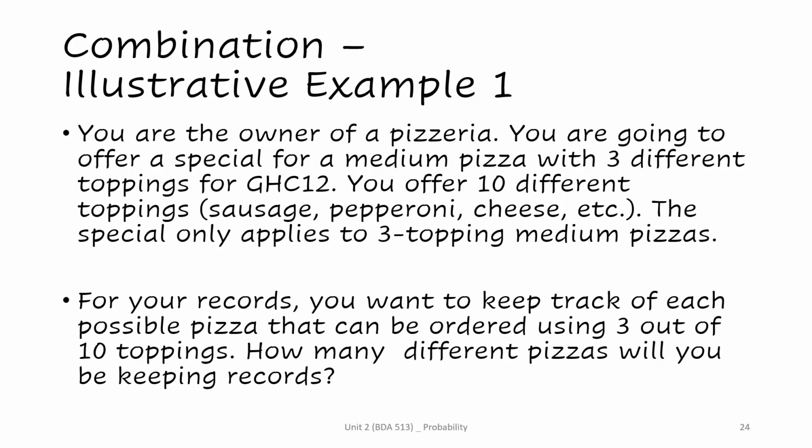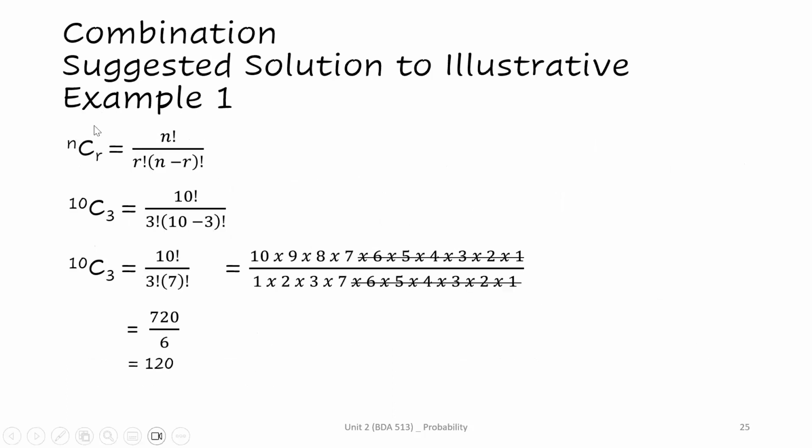Okay, so here the toppings are not in any order. We want to find out how we can combine 3 different toppings out of 10. So here we use combination: n factorial divided by r factorial times the factorial of the difference between n and r. So 10 combination 3. Our n is 10 factorial, which equates to 10 times 9 times 8 times 7 up to 1.